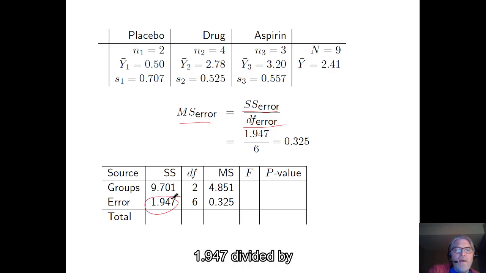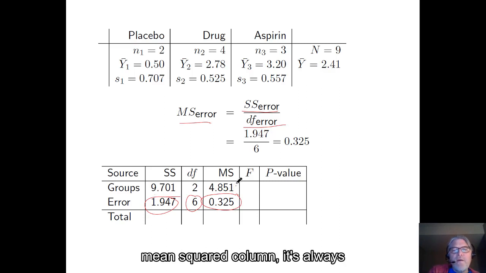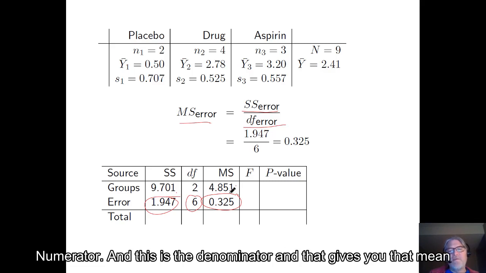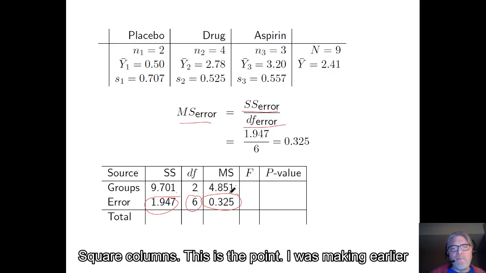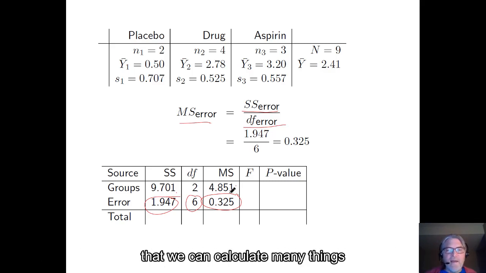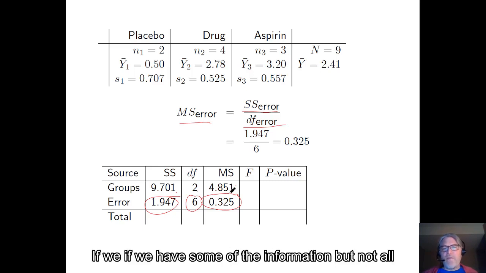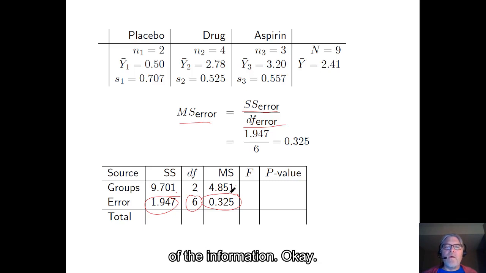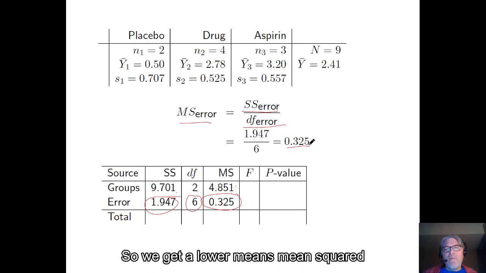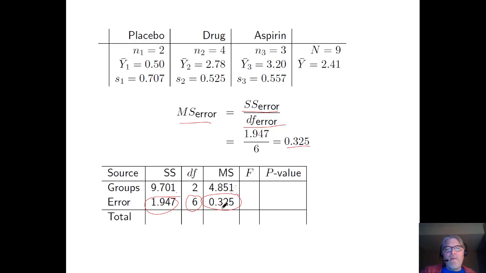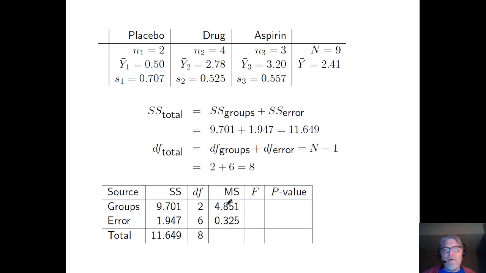So 1.957 divided by 6 gives us 0.325. So in the mean squared column, it's always going to be this is the numerator and this is the denominator, and that gives you that mean squared column. So this is the point I was making earlier, that we can calculate many things from the table if we have some of the information but not all of the information. Okay, so we get a lower mean squared number here, 0.325.